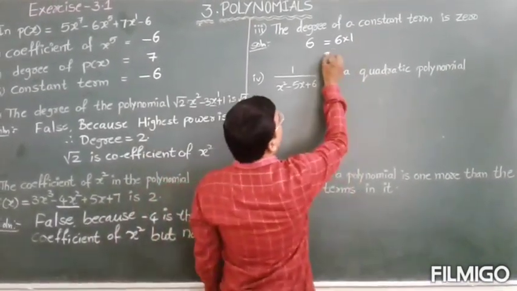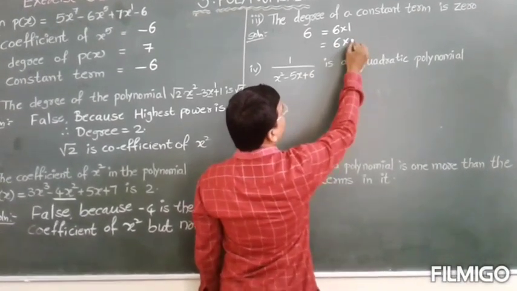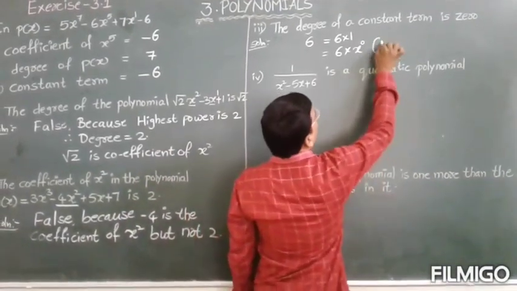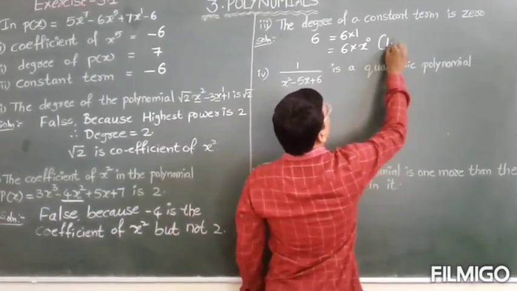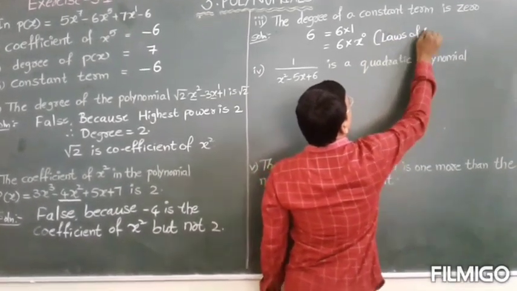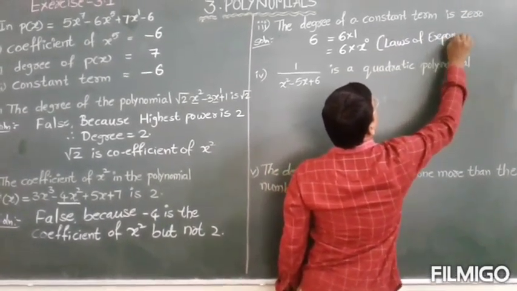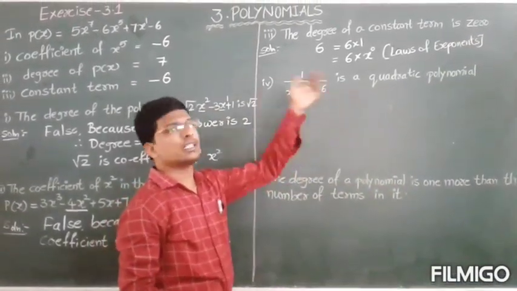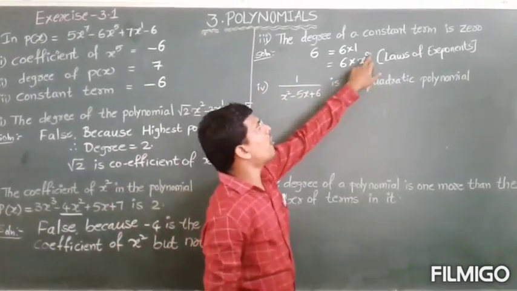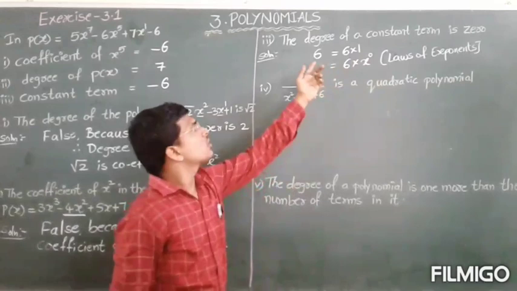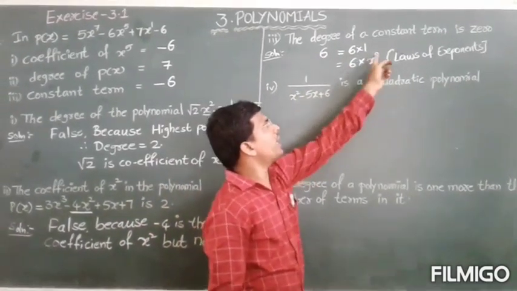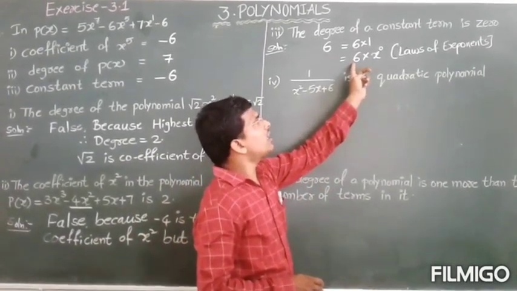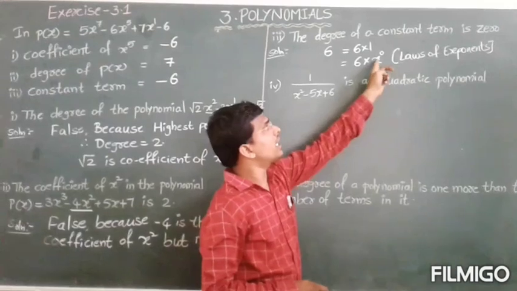Okay, can we write 6 into 1? Yes. So 1 we can write it as, suppose I am taking variable x to the power of 0, according to the laws of exponents. Already you know laws of exponents, we come across in 7th class and 8th class. So if I write anything to the power of 0, the value is 1. So 6 we can write as 6 into 1, 6 into x to the power of 0. Here, this is a constant term. So what is the degree here? So we have one variable x also. What is the degree? 0.